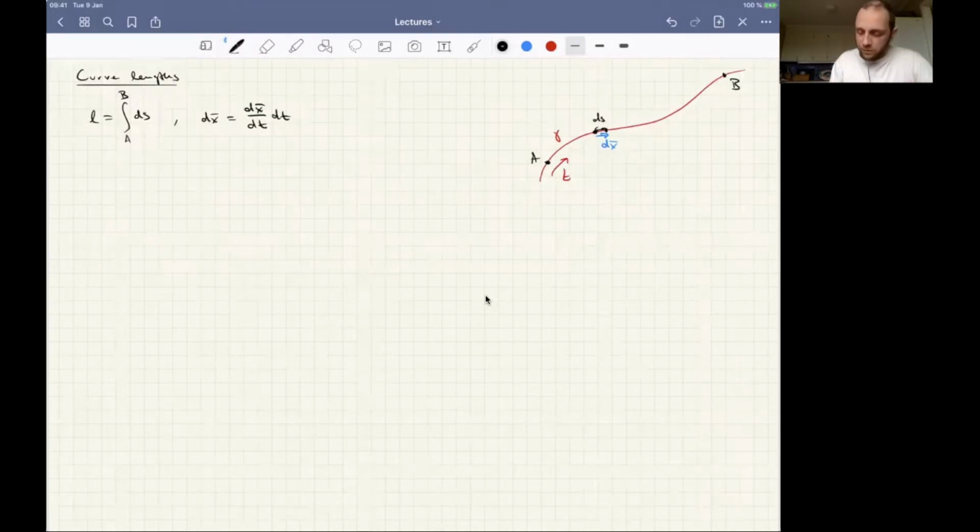In Euclidean space, all we do is square dx, right? So ds squared is equal to dx inner product with dx. That's just Pythagoras' theorem, essentially. So this means that ds is the square root of dx times dx, or equivalently, the square root of the square of the tangent vector times dt.